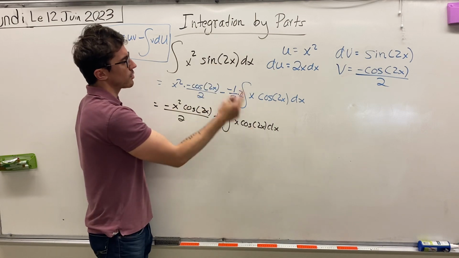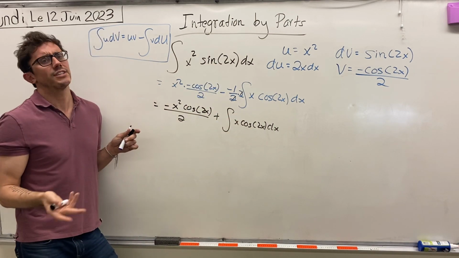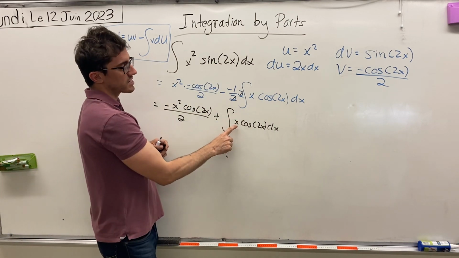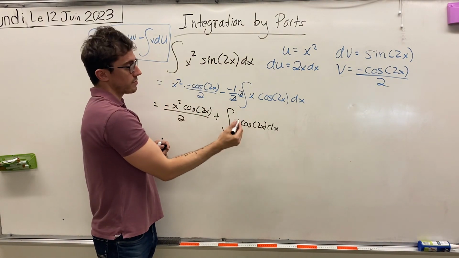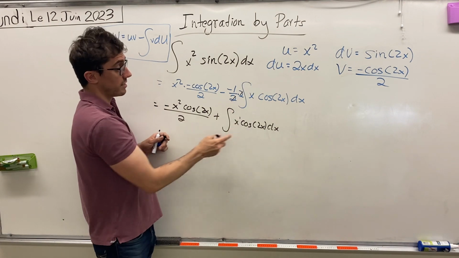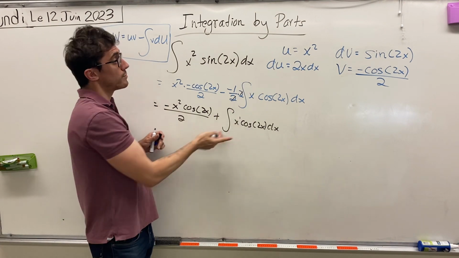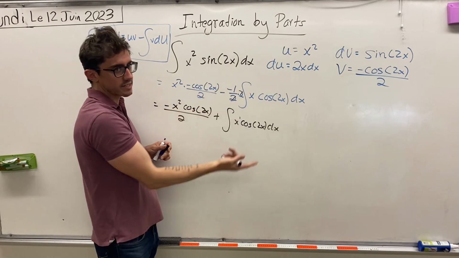The only difference is we have cos instead of sine, which works essentially in the same manner, but notice that the exponent on the x has dropped down by 1. If we drop it 1 more time, reminding ourselves that this is an exponent of 1, it's going to completely disappear. And so one more iteration of what we just did ought to take care of that.